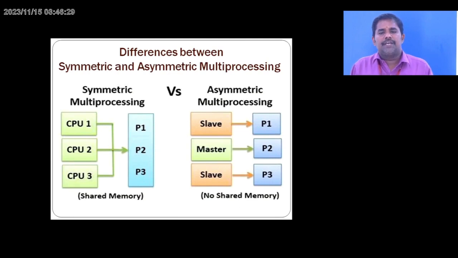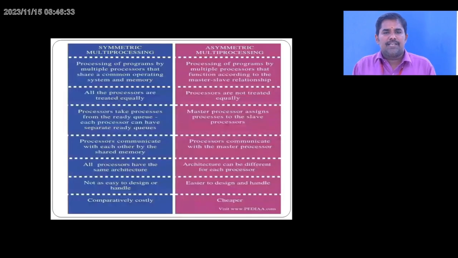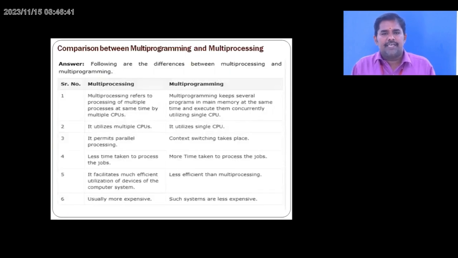In asymmetric multiprocessing, there is no shared memory. I think this diagram will clearly differentiate this information. I am additionally providing related information and a comparison of symmetric and asymmetric multiprocessing, to help you know better about multi-programming and multiprocessing, which we already discussed in our previous video.